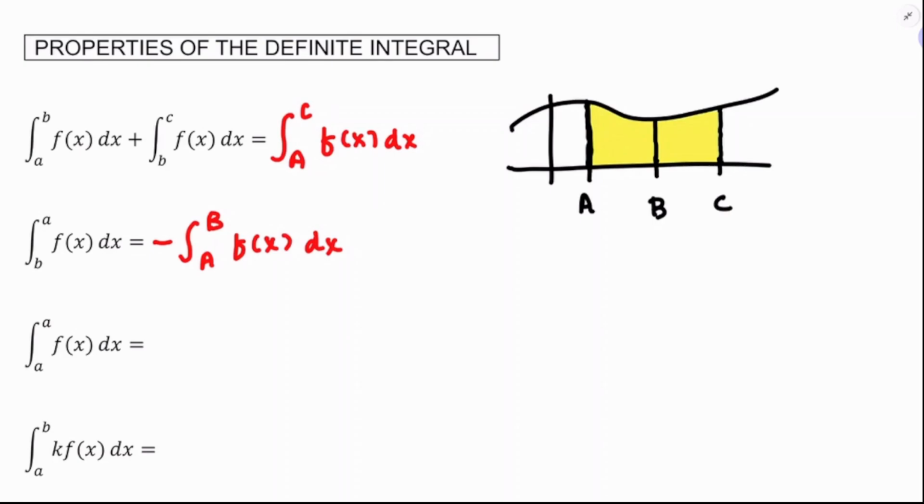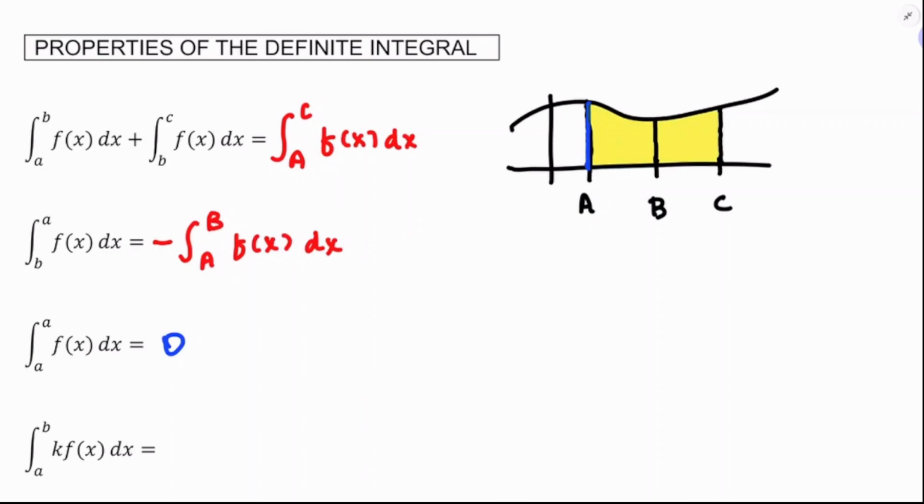Okay, integral from a to a of f of x dx. That would be the total amount of area represented by that blue line right there, the amount of area under the graph of f and above the x-axis between x equals a and x equals a. And a straight line doesn't have any area, so we're going to say that's equal to 0.